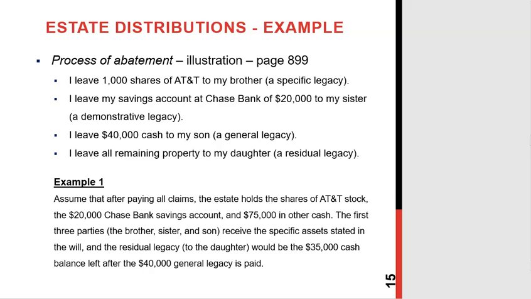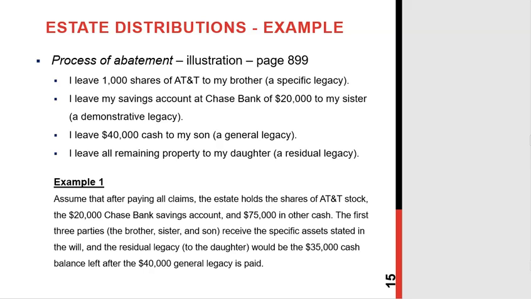And when we have to follow the distribution process, of course we will follow this order. That means specific legacy first, then demonstrative legacy, then general legacy, and at the end residual legacy. That means the residual legacy has the greatest chance to suffer in the abatement process. Now we will see one example.